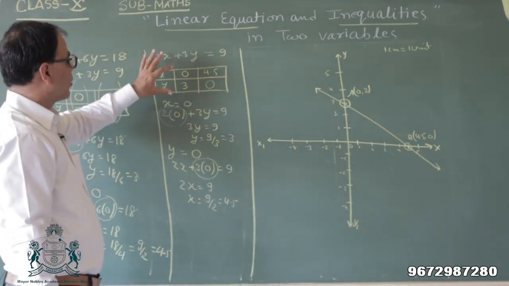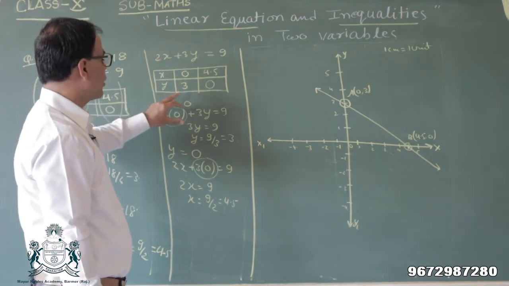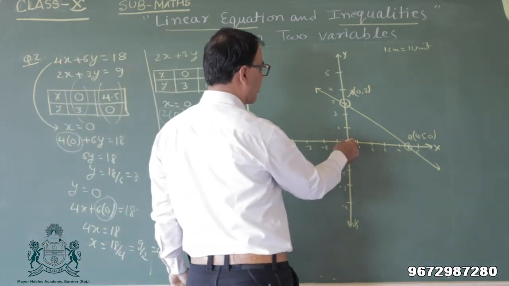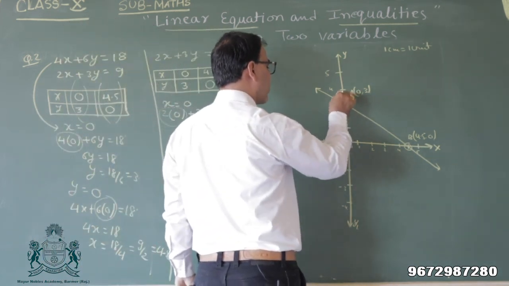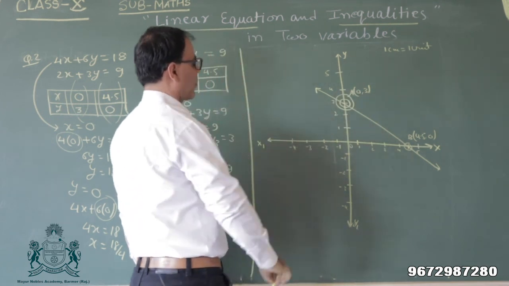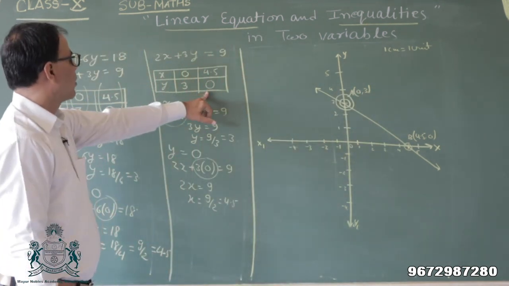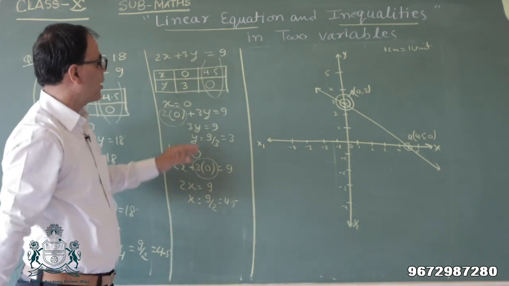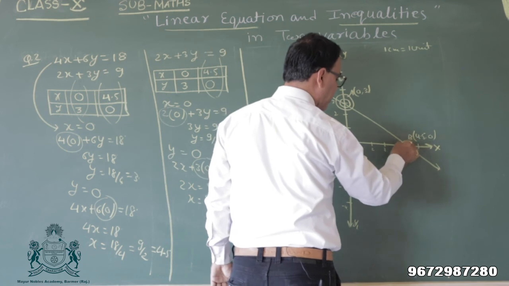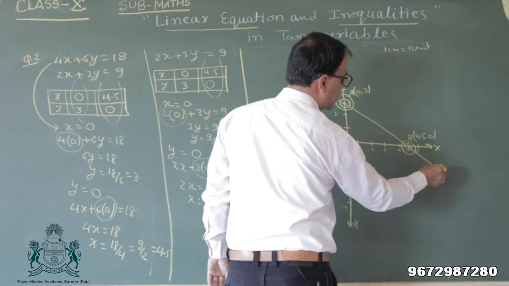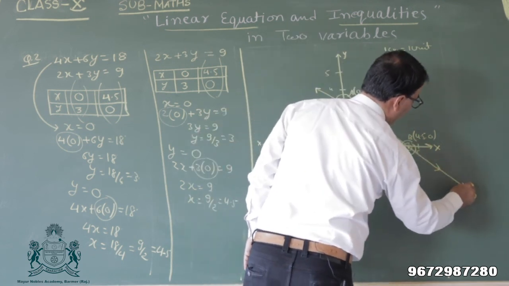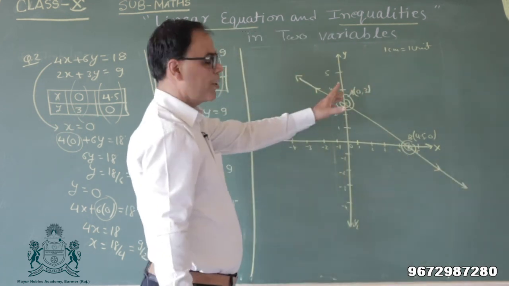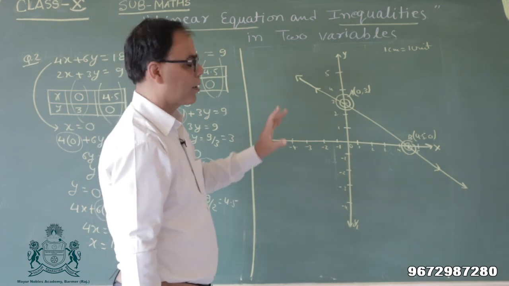Second case, 0 and 3. X equal to 0, y equal to 3. Same point. Next, 4.5 and 0. X equal to 4.5 and 0. Same point. Join the line, same line and double arrow. Double arrow means two lines are coincident, overlapping line.